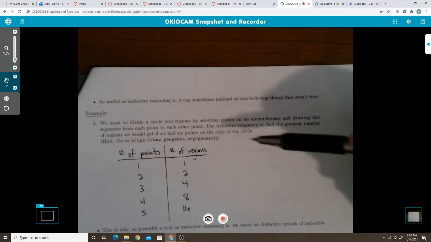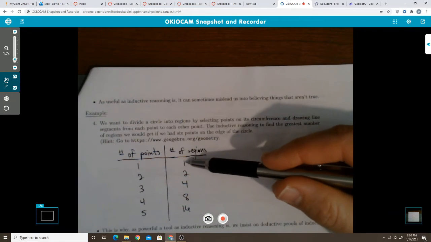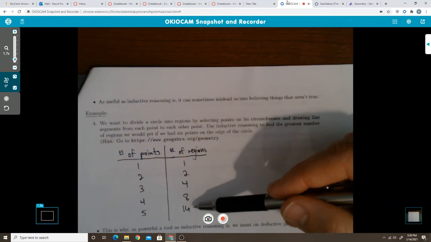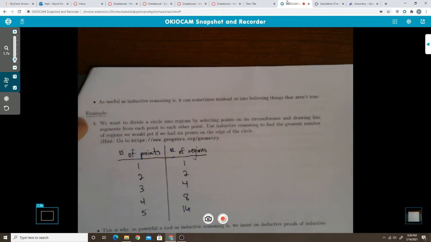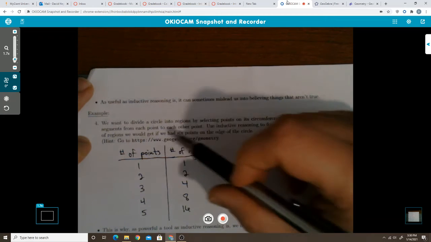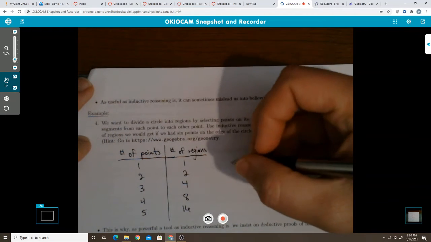Now what do you notice? It's doubling each time, right? So here you doubled. 1 times 2 is 2. 2 times 2 is 4. 4 times 2 is 8. 8 times 2 is 16. And so your guess... So it says use inductive reasoning to find the greatest number of regions we would get if we had 6 points.